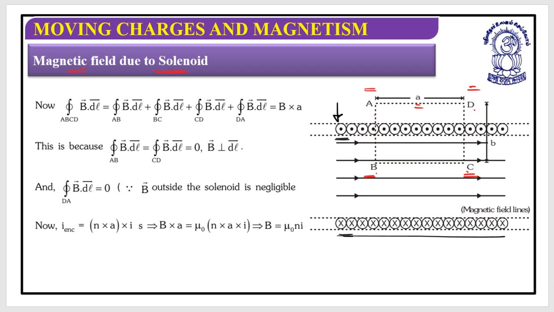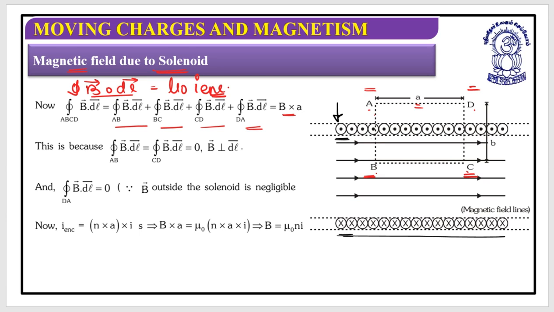Now the basics says that according to Ampere's circuital law, the line integral of B dot dl should be equal to mu naught times I enclosed. So the line integral of B dot dl is equal to mu naught times I enclosed. When I say line integral of B dot dl, I need to go for the line integral of A to B, the line integral of B to C, the line integral of C to D, and the line integral of D to A. That should be equal to what? Now let's have a look. Let's understand it one by one.